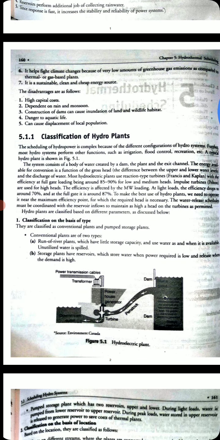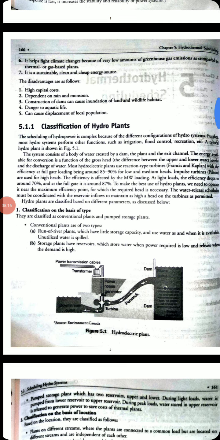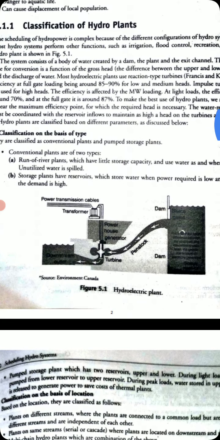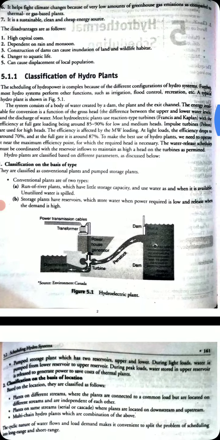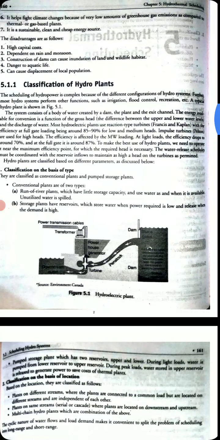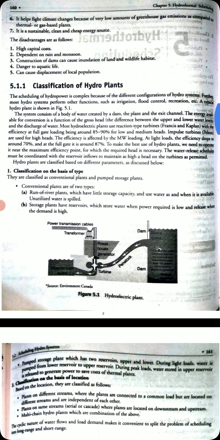So let us see the classification of hydroplants. We will see this figure. It just shows the hydroelectric plant. The system consists of a body of water created by a dam, the plant, and an exit channel. The energy available for conversion is a function of the gross head and the water discharge. Gross head means the difference between the upper and the lower water level, and the discharge of the water is a function of the energy conversion.